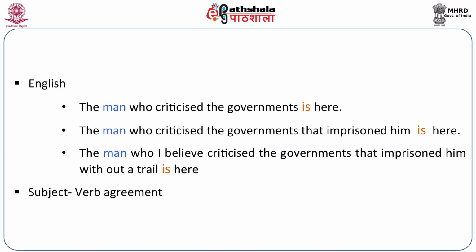The man who criticized the governments that imprisoned him without a trial is here, because still there's only one man who's here. Although in between we have got governments which are plural, right? Let me read that sentence again. The man who criticized the governments that imprisoned him without a trial is here. The is will refer to the man, it will not refer to the governments. Again, the man who I believe criticized the governments that imprisoned him without a trial is here. So there's this continual dependency between the man and is, and that is a discontinuous dependency because it can be separated by many other intervening relative clauses.